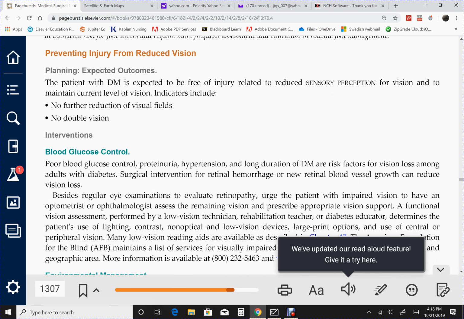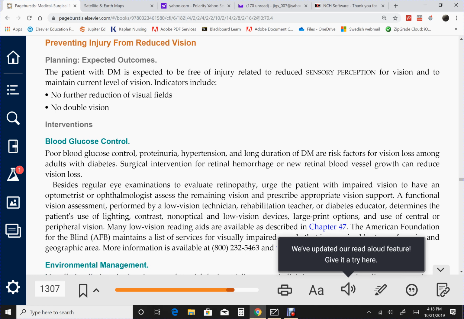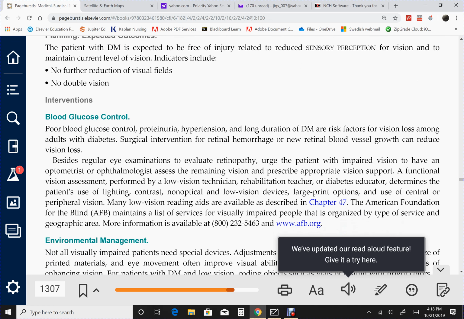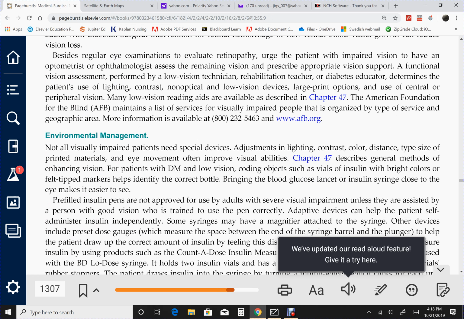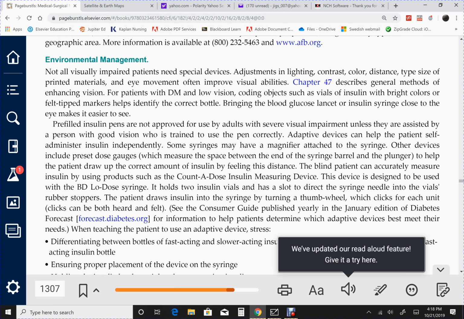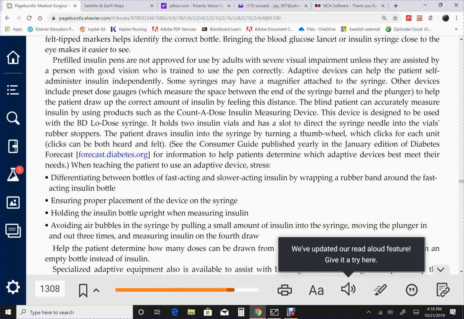Okay, this is for the eyes. The patients, of course, are to be educated on having their vision tested every year at least. And again, all these complications can be managed or avoided simply by controlling their blood sugar better.